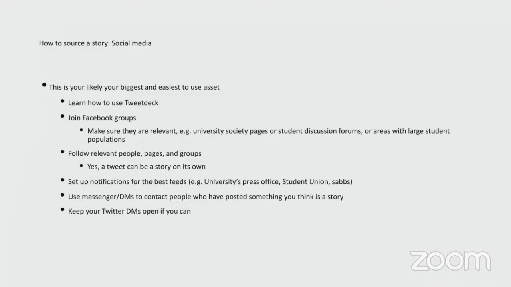This is one that I would recommend as well: keep your Twitter DMs open. You never know who'll get in touch through Twitter. The "if you can" is whether or not you are dependent on or at risk of being abused, which, trust me, if you're a journalist, is going to happen. DMs being open is a useful tool. It's not going to give you much all of the time unless you are pretty well known, but it's a useful thing to have.